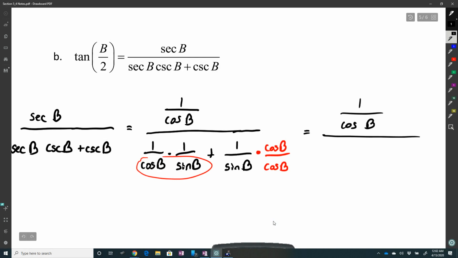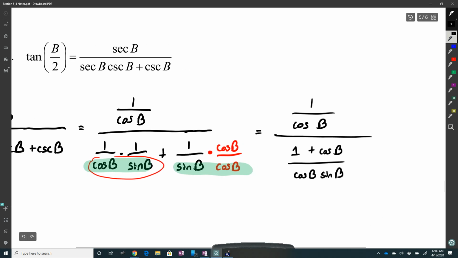And so when I do that, now they have the same denominator. And if they have the same denominator, you can add them up. So I have 1 plus cosine of b over cosine of b sine of b. Okay, now it's looking like something we like.